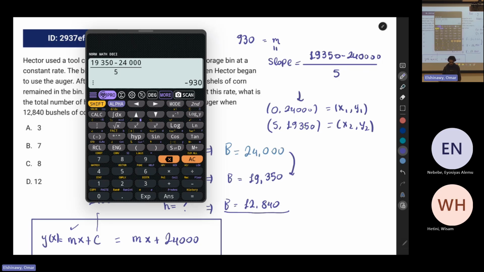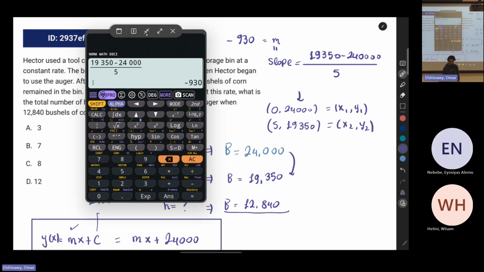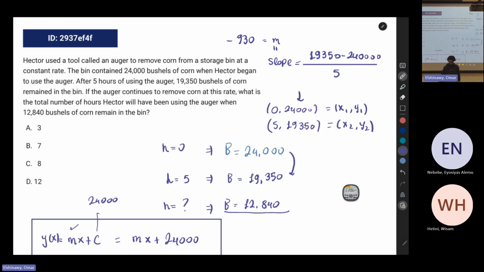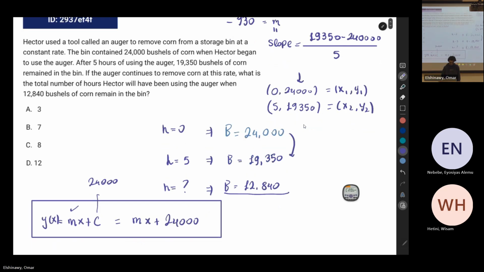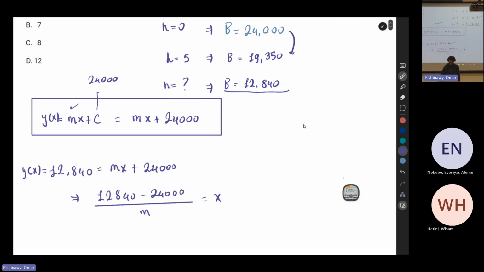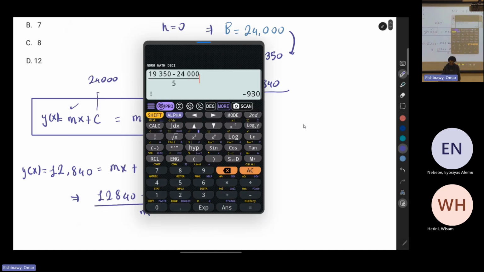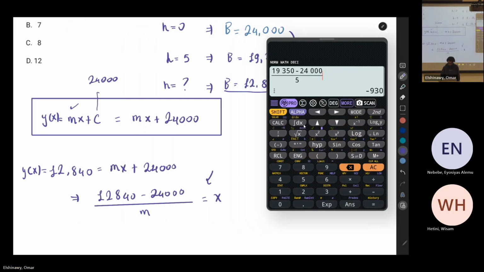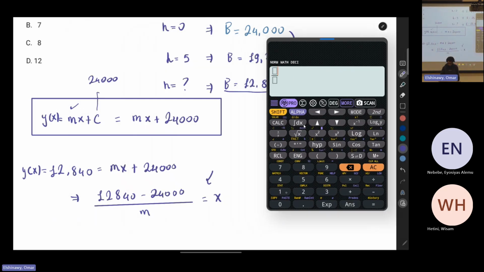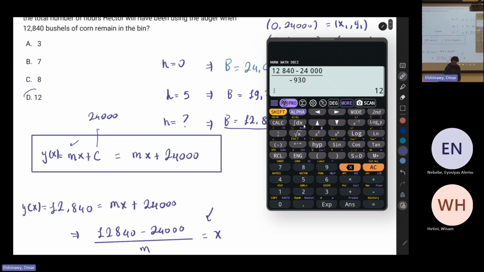So actually, that's the rate of change per step. That's not the rate of change per 5 steps, it's the rate of change per step. And so if this is 930, I can just plug it in there. So 12,840, 24,000 by negative 930. That is 12.